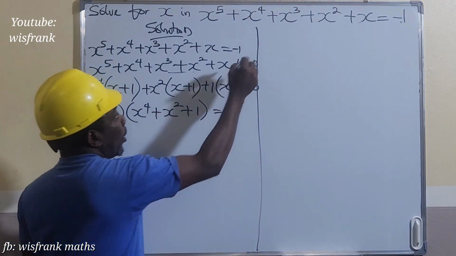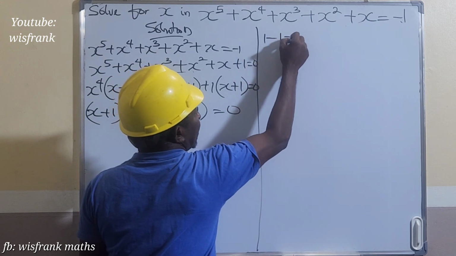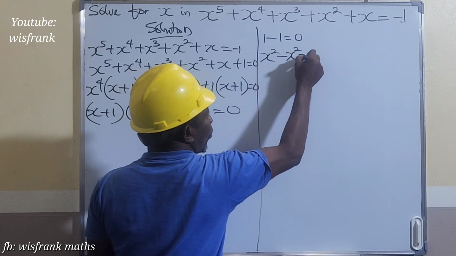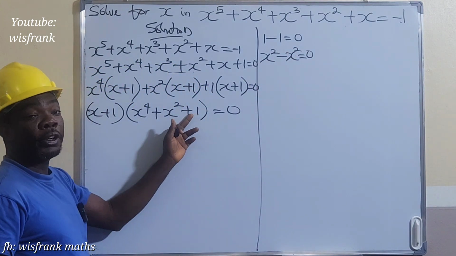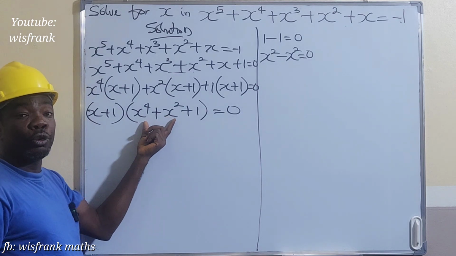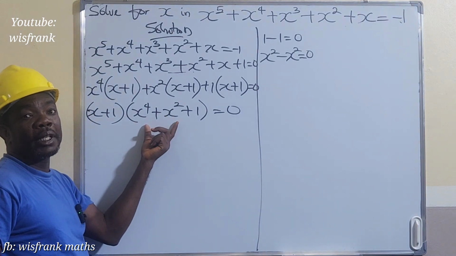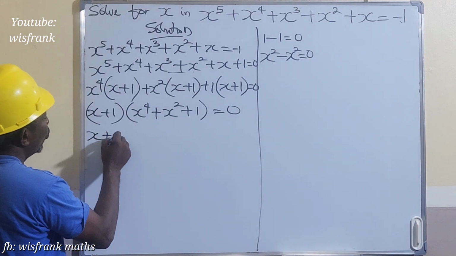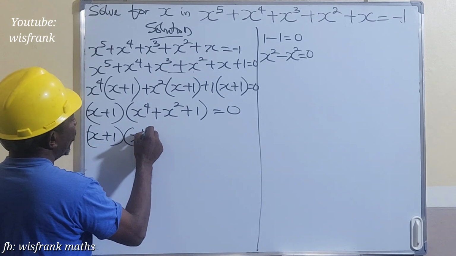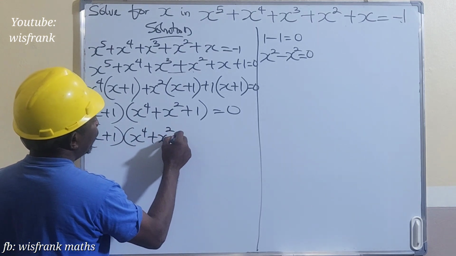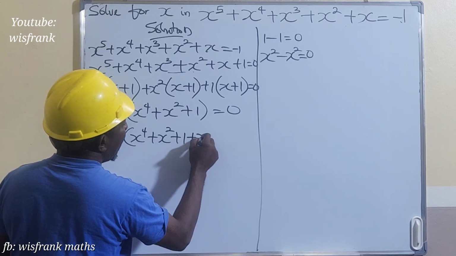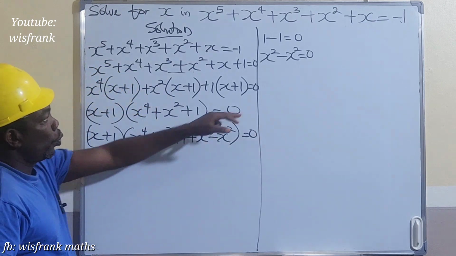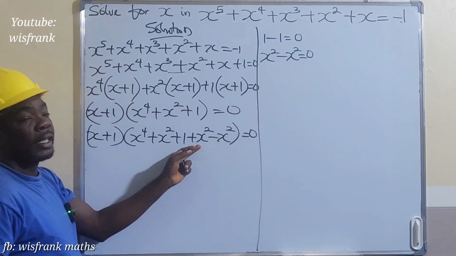We know that 1 minus 1 is the same thing as 0. Also, x to the power of 2 minus x to the power of 2 equals 0. So adding 0 here is not bad. We want to introduce x to the power of 2 inside this parenthesis so that it is easy to evaluate. So this will become x plus 1 into x to the power of 4 plus x to the power of 2 plus 1 plus x to the power of 2 minus x to the power of 2, all equals 0. We just bring this into this parenthesis.